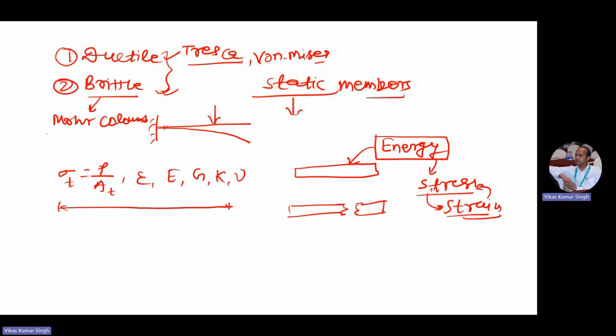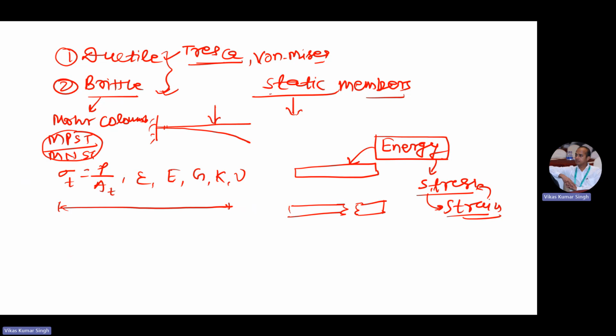Maximum normal stress theory, or simply maximum principal stress theory, MPST, is also there. Sometimes this is called maximum normal stress theory also. So these all are there, and one by one we will discuss what each of these is.